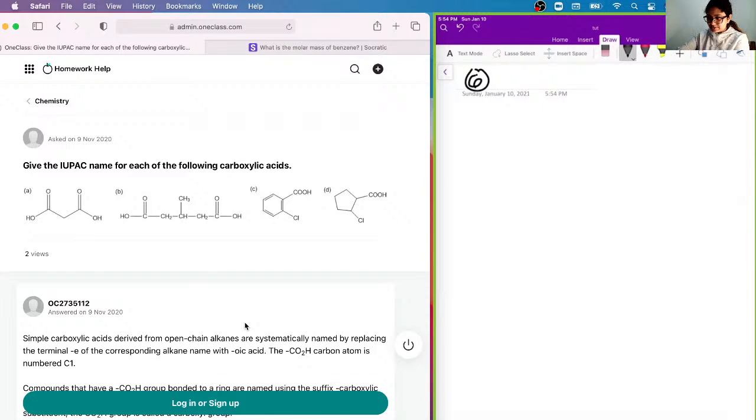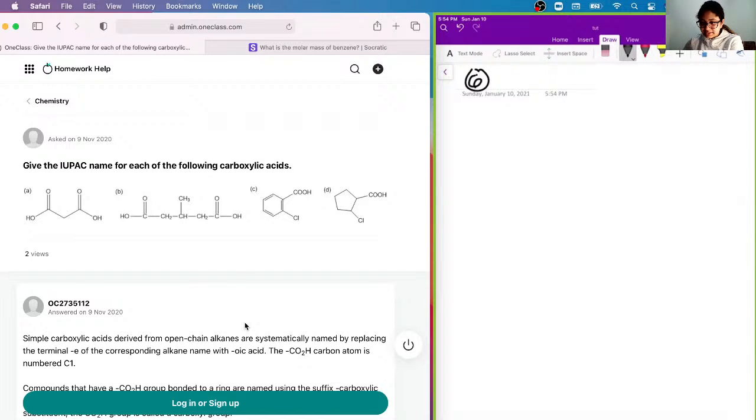Okay, so our next question says, give the IUPAC name for each of the following carboxylic acids. Simple carboxylic acids derived from open chain alkanes are systematically named by replacing the terminal E of the corresponding alkane name with an oic acid. The branch carbon atom is numbered as carbon 1.